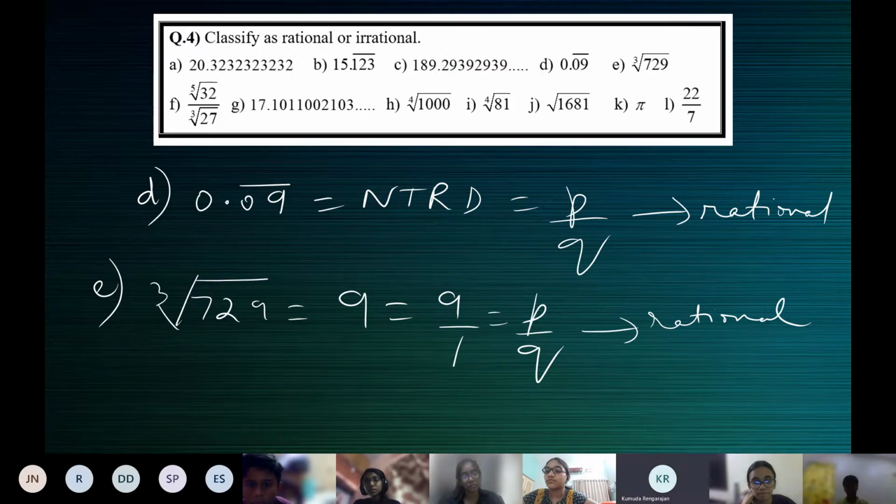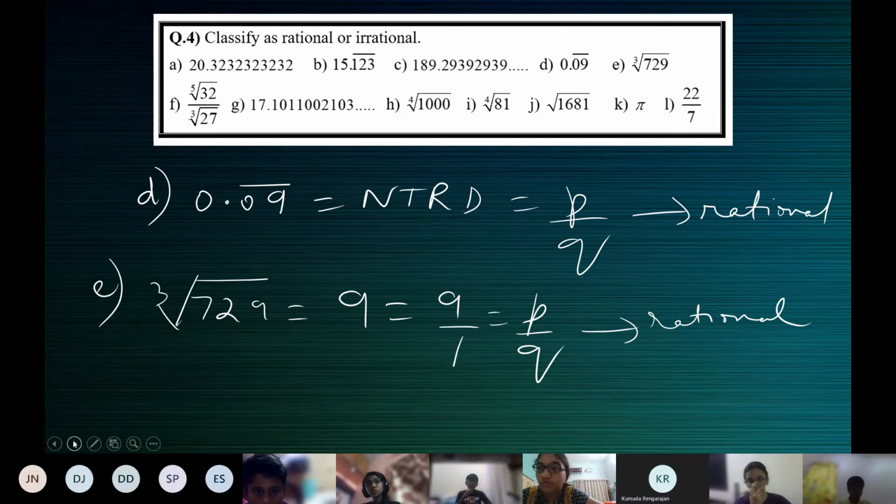This is what you have to write. Now don't ask me how should we complete the answers. You must say it's a terminating decimal, so it's a rational number. It's a non-terminating repeating decimal, so it's a rational number. Now for cube root of 729, you must say it is 9 and 9 is 9 by 1. It has a p by q form, so it's a rational number.